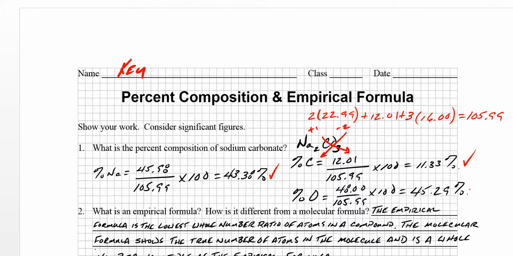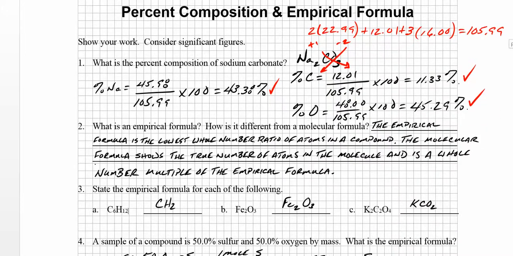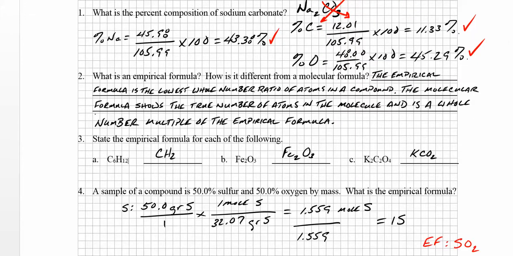Just to do a quick check, you should add these 3 numbers up, and they should be very, very close to 100, if not exactly 100. All right, let's take a look at number 2. What is the empirical formula, and how is it different from the molecular formula? The empirical formula is the lowest whole number ratio of atoms in the compound. The molecular formula shows the true number of atoms in the compound and is a whole number multiple of the empirical formula. It must be whole number.